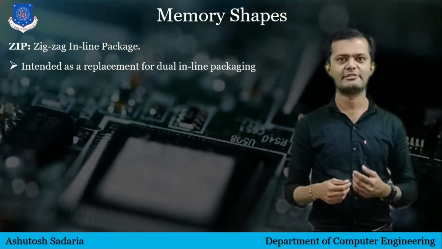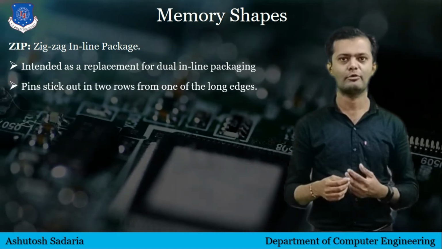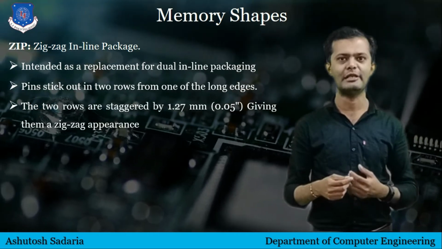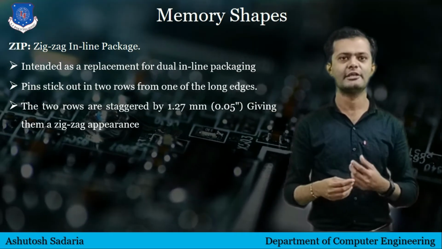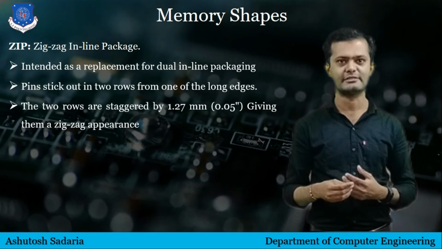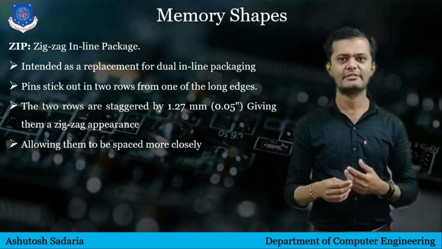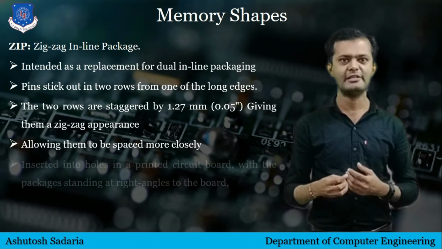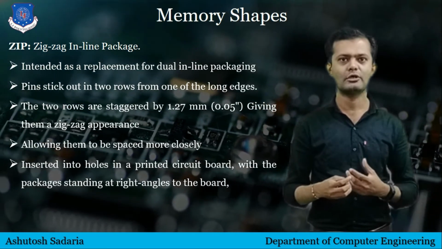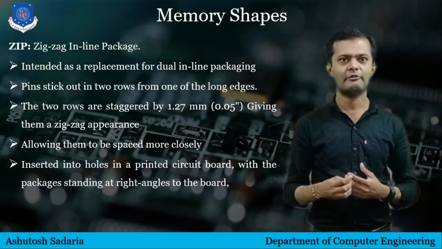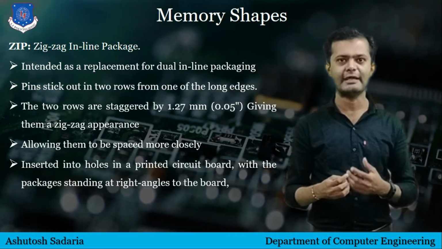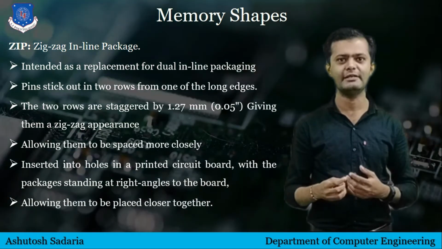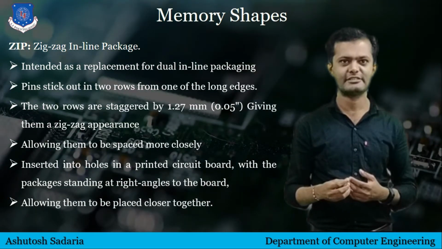The package's pins stick out in two rows from one of the long edges. The two rows are staggered by 1.27 mm or 0.05 inch, giving them a zigzag appearance and allowing them to be spaced more closely than a rectangular grid would allow. These pins are inserted into the holes in a printed circuit board, with the package standing at a right angle to the board, allowing them to be placed closer together than DIP for the same size.